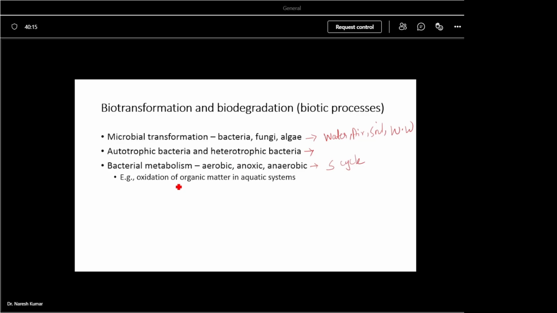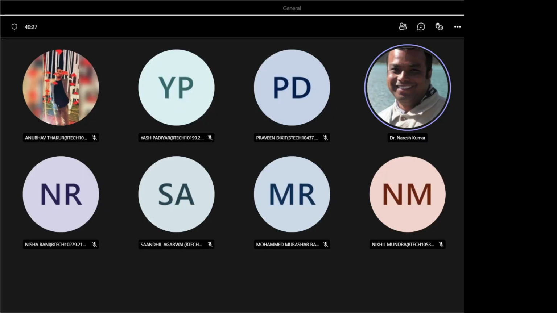So oxidation of organic matter is carried out by bacteria through aerobic, anoxic, and anaerobic metabolism. We'll come to these in detail as we go. For now, just remember these are the life processes which allow decomposition of organic matter. Next, we have to understand this breakdown of pollutants. The biological breakdown of chemicals is called metabolism.